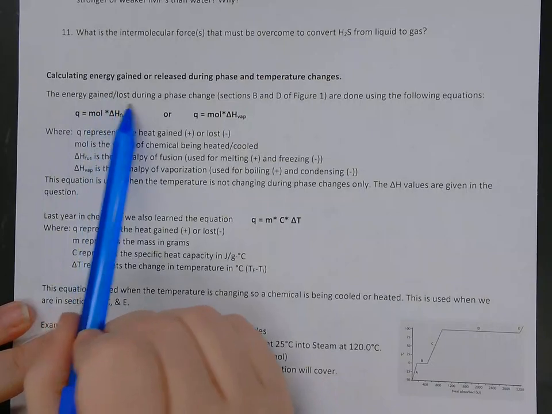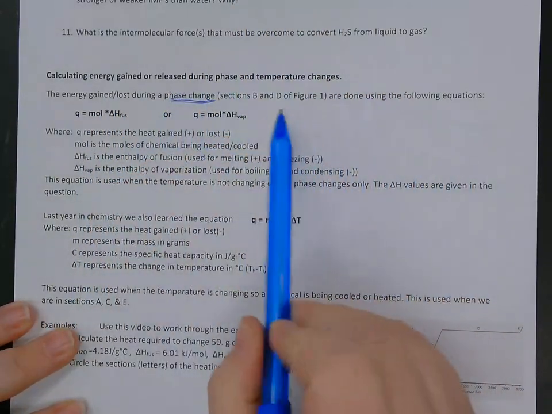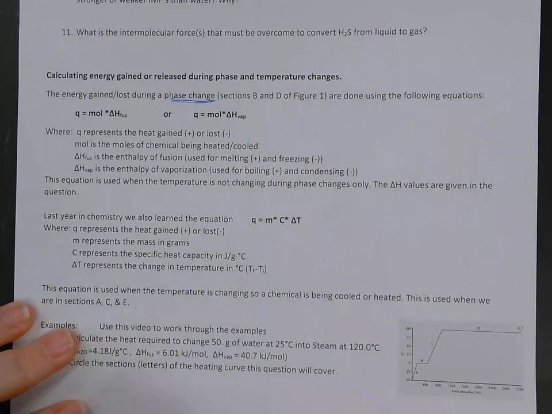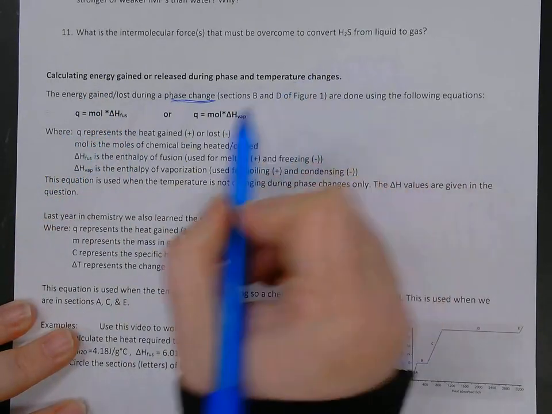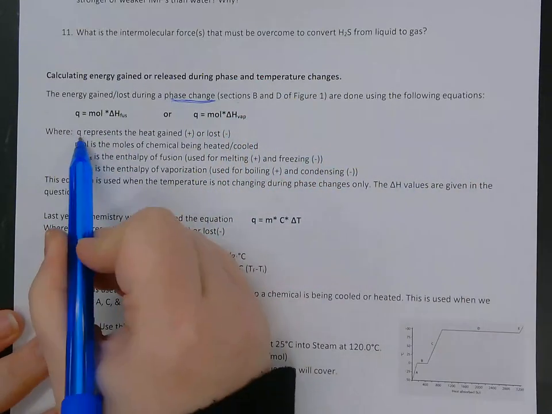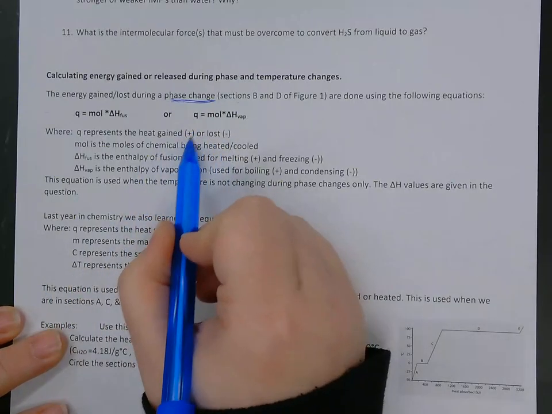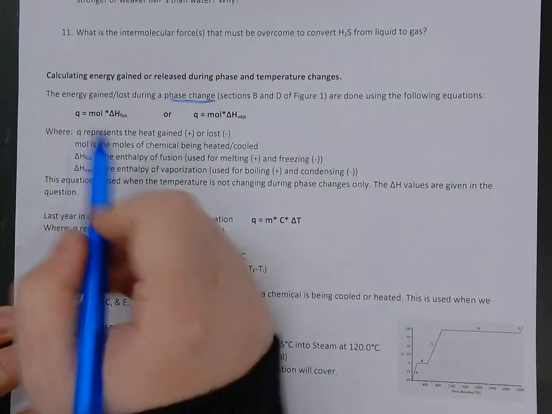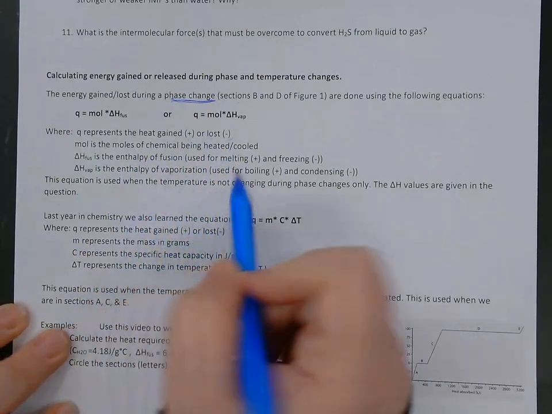So the heat gained or lost during a phase change, so changing between solid, liquid, and gas, which are in sections B and D of that graph, are done using the following equations. So this is how we calculate. Q equals moles times delta H of fusion, or Q equals moles times delta H of vaporization. So Q is going to represent the heat gained or lost by our substance. So we'll get a positive value if it's gained, or negative if it is lost, exothermic. Our moles are going to represent, of course, the moles of our chemical being heated or cooled.